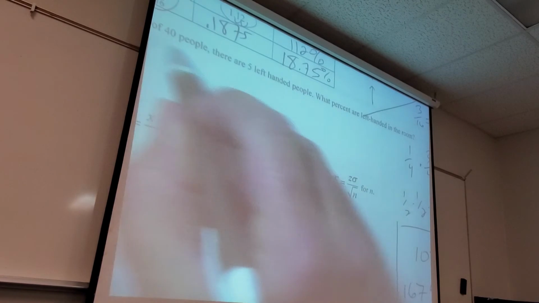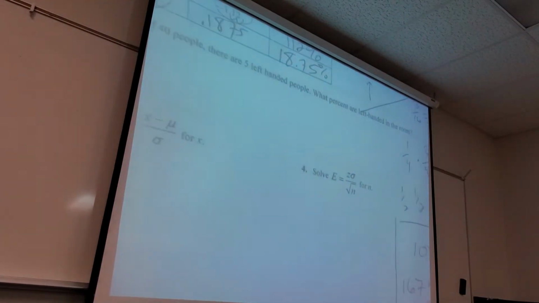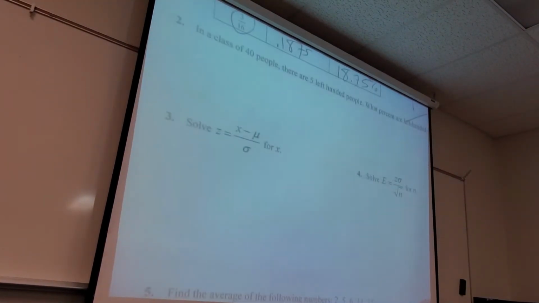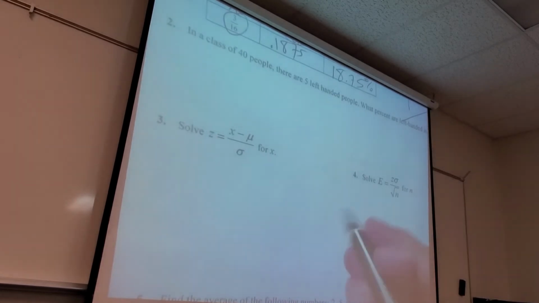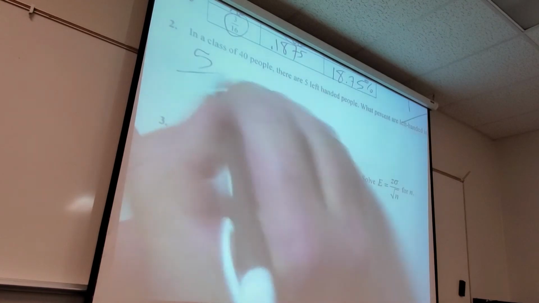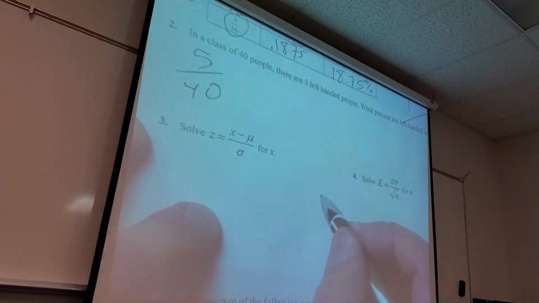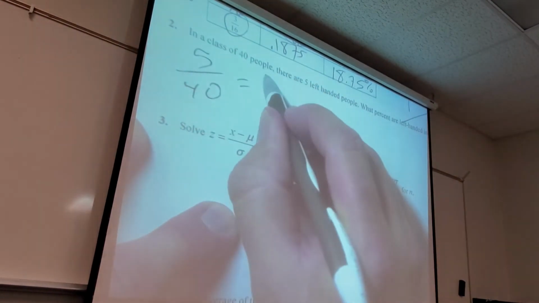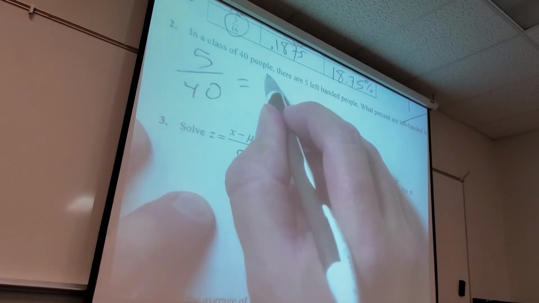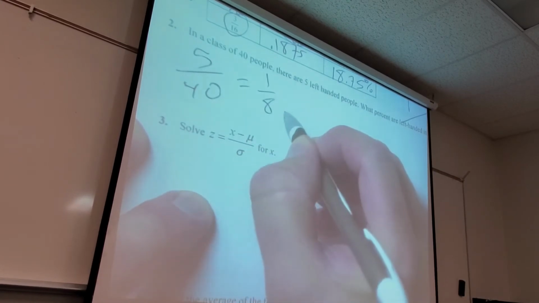Let's see, what about this one? In a class of 40 people, there are 5 left-handed people. What percent are left-handed in the class? How do you figure that out? 5 over 40, which reduces to 1/8.